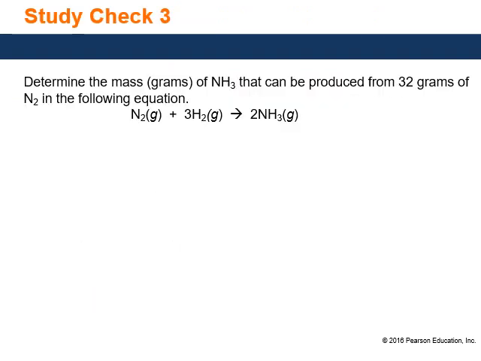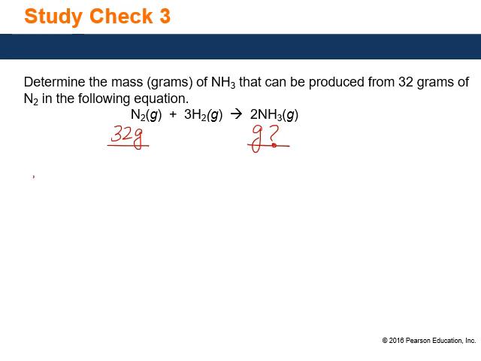Okay, let's move on and try one more example of a similar pattern. Determine the mass in grams of ammonia that can be produced from 32 grams of nitrogen. So the question says you have 32 grams of nitrogen and it's asking how many grams of ammonia you can make. Again, if I want to go from substance to second substance, I need mole to mole.